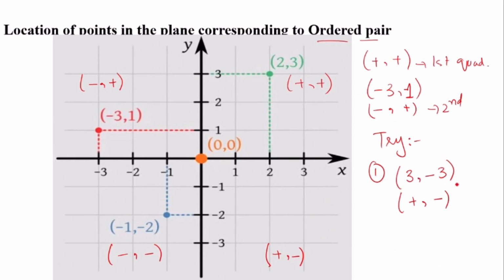So our value 3, minus 3 lies in which quadrant? In the fourth quadrant. In the fourth quadrant, along the x-axis its value is 3, along the y-axis its value is -3. So this value lies in the fourth quadrant. Hope this is clear to you.